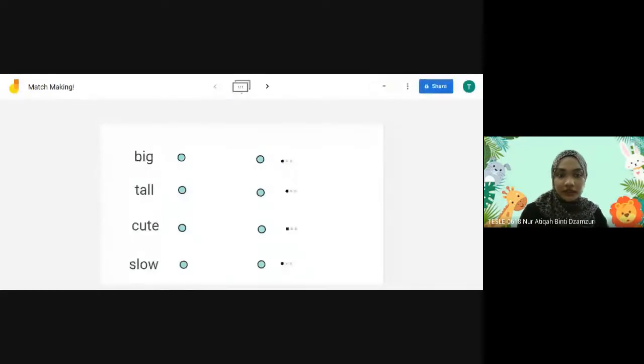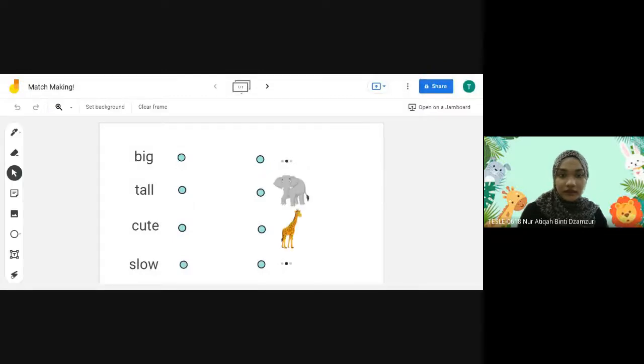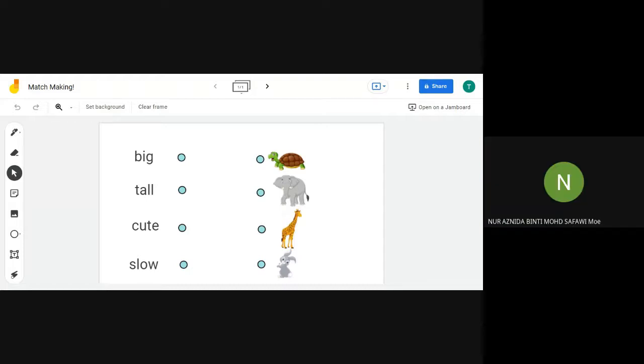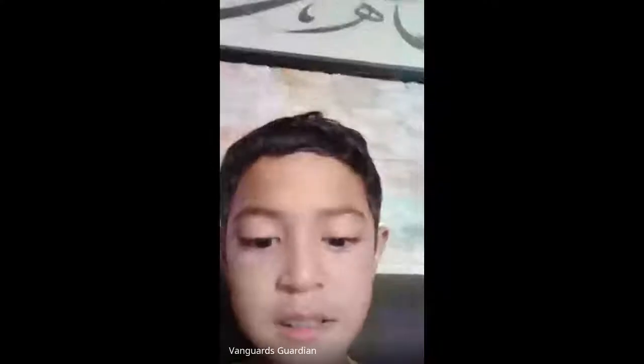Does it appear on your screen? Nampak tak dekat screen? Nampak. Okay. What can you see? Very good. What is the meaning of big? Besar. Tall. Tinggi. Cute. Comel. Slow. Perlahan. Okay, and then the pictures.